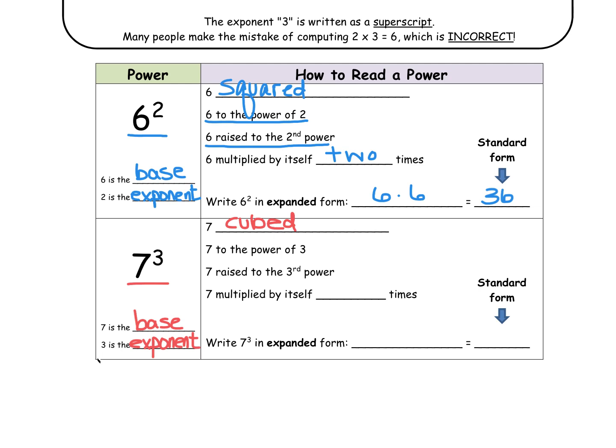7 with an exponent of 3 can be read as 7 cubed, 7 to the power of 3, 7 raised to the third power, or 7 multiplied by itself 3 times. 7 is the base, and 3 is the exponent that's attached to the base. If we write 7 cubed in expanded form, we would write 7 times 7 times 7. And then multiplying those three numbers together would give us our standard form, 343.